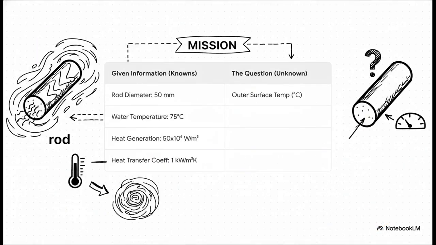Okay, so let's unpack what they've given us. On one side, you've got all the stuff we already know. We've got the rod's diameter, the temperature of the water flowing past it, how much heat the rod is kicking out, and this thing called the heat transfer coefficient. That just sounds fancy, but it's really just a number that tells us how good the water is at grabbing heat and carrying it away. And on the other side, that's our mission. We have one single thing to find. What is the temperature on the outer surface of that rod?